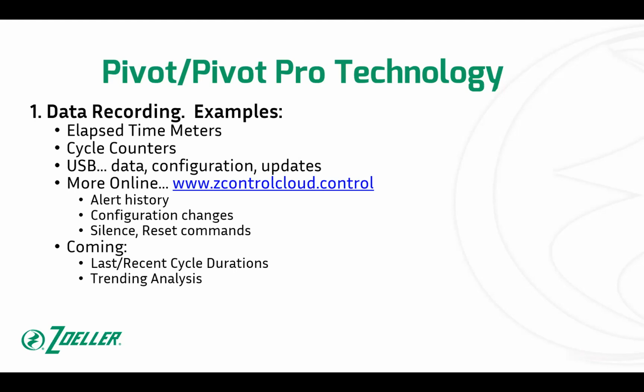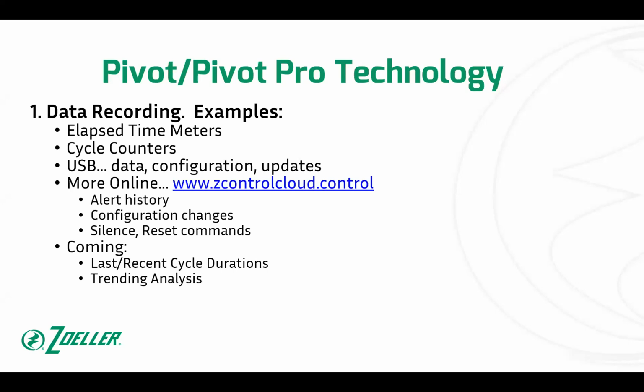And then online, if somebody has the Wi-Fi gateway, which is an accessory, they're going to be able to access even more information. You're going to get an alert history. Some of the configuration settings can be changed online instead of through the menu. You can remotely silence an alarm on a system that's in alarm. You can imagine how many times that would come in handy. We're not going to get into everything that's online today, because that's a whole separate webinar.